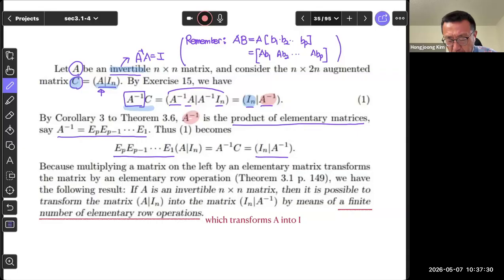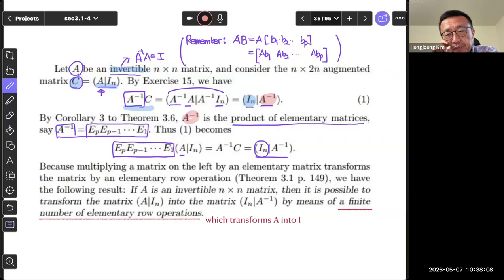First of all, when I say A inverse is the product of these elementary matrices, what do they do? E1 up to EP are elementary matrices which transform A to the identity matrix.